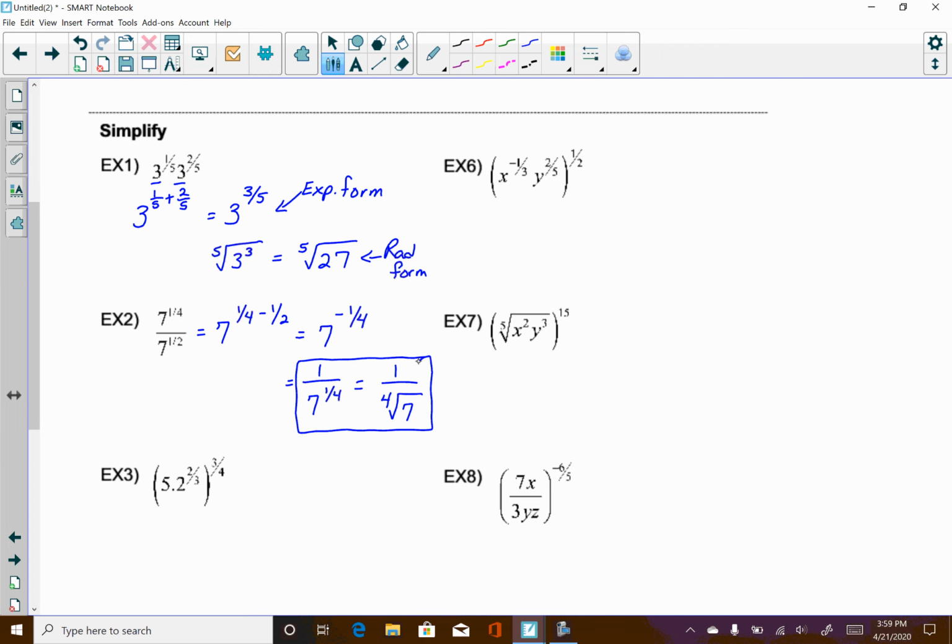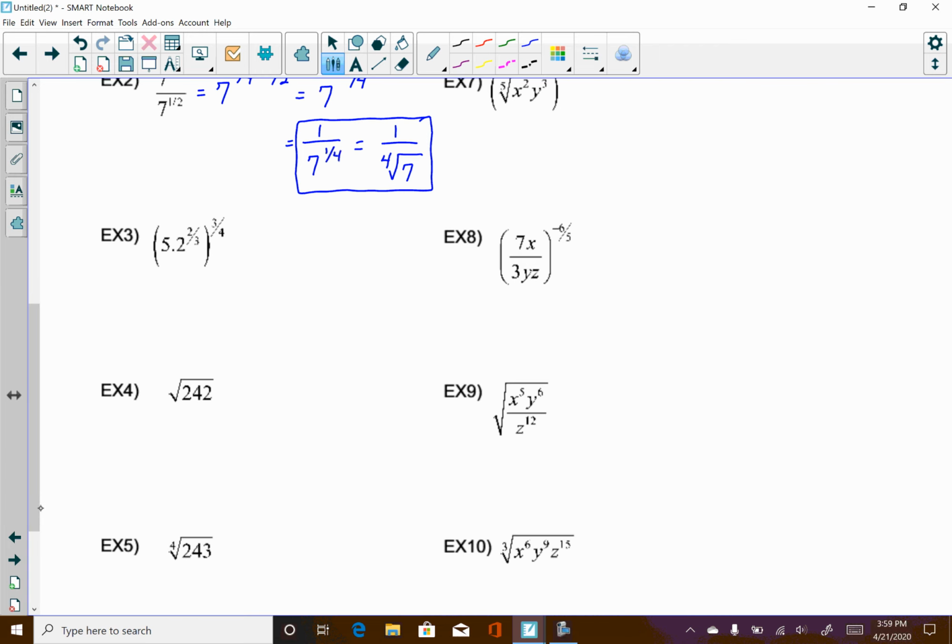Okay. Moving on down below in example 3, you've got a power raised to a power. So that rule is then when you raise a power to a power, you multiply. So then that would leave us with 5.2. When you raise a power to a power, you multiply. So these 3's would cancel out, and that would leave you with the 2/4. I'll write it so we can see it step by step. So you have 5.2 raised to the 2/4, which is the same as 5.2 raised to the 1/2. There's your exponent form. To write it in radical form, that would be the square root of 5.2.